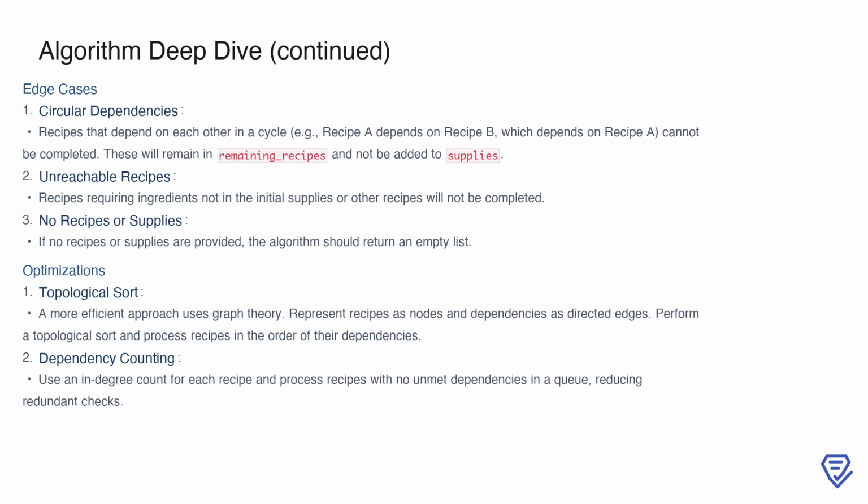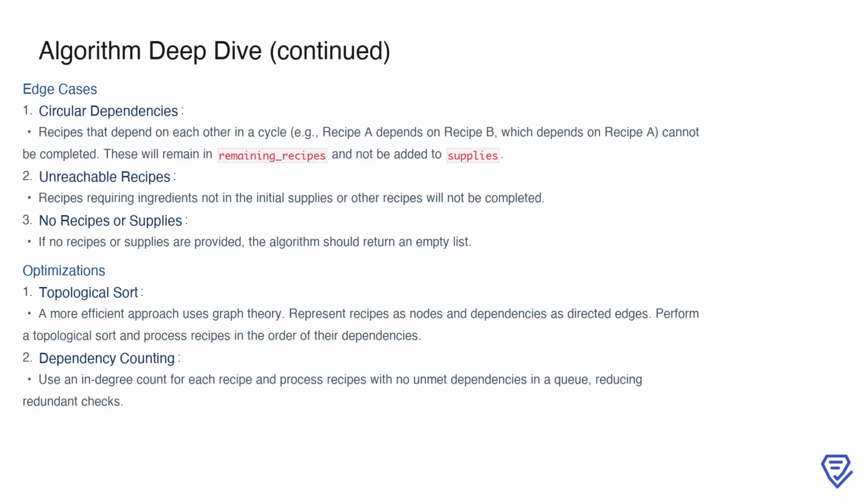Certain edge cases must be considered. Recipes with circular dependencies, where two or more recipes depend on each other, cannot be completed and will remain in the set of unprocessed recipes. Similarly, recipes that require ingredients not present in the initial supplies or other recipes will also remain incomplete. If no recipes or supplies are provided, the output should be an empty list.